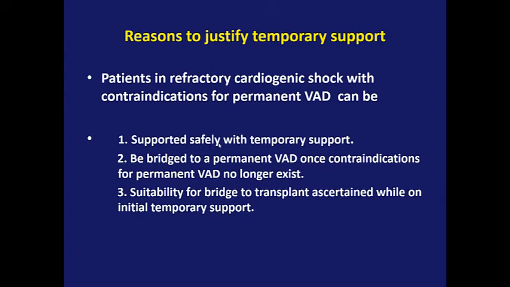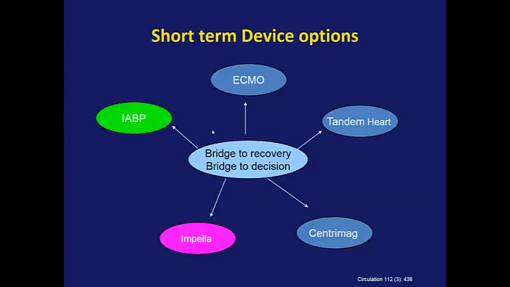Okay. So reasons to justify temporary support: they have refractory cardiogenic shock, and they have some contraindication to permanent type of support. You know, the best thing for temporary support is just give them a couple days to see if they turn around, see if you can move them to the next higher level of support, or withdraw the support for recovery or death. So we have several short-term devices to talk about.